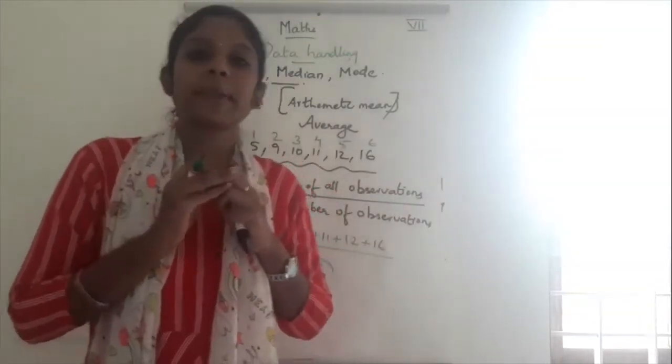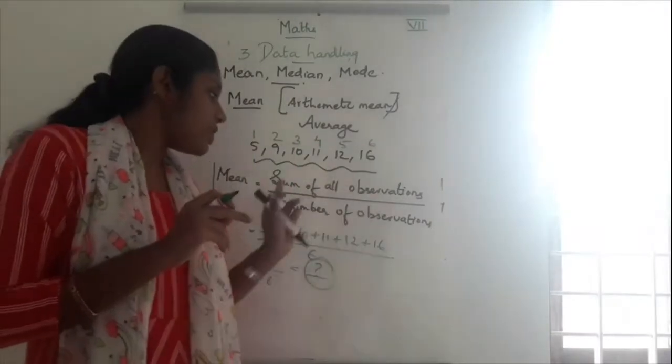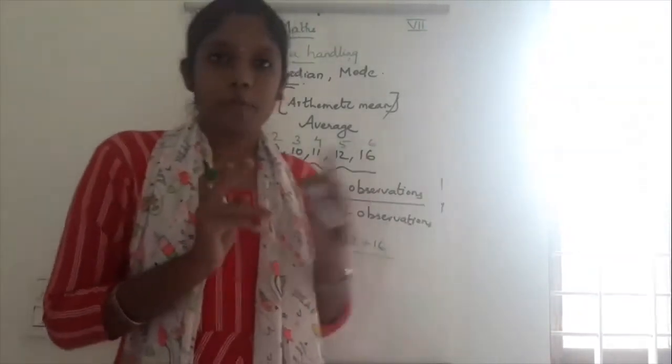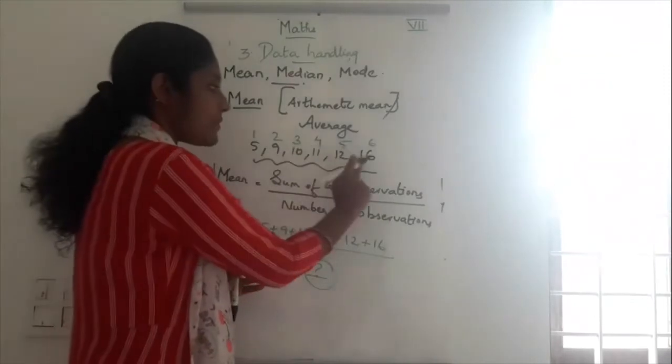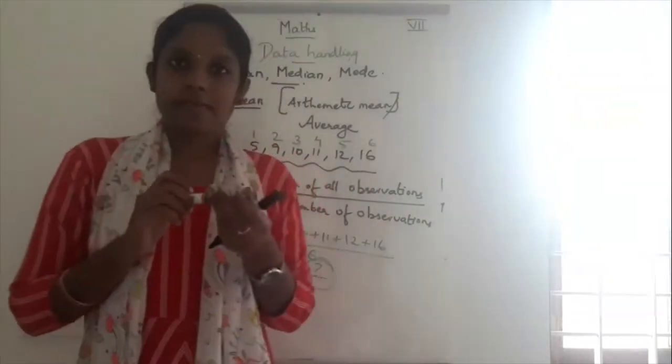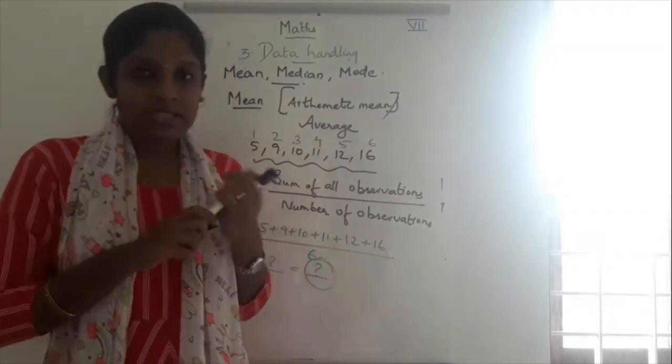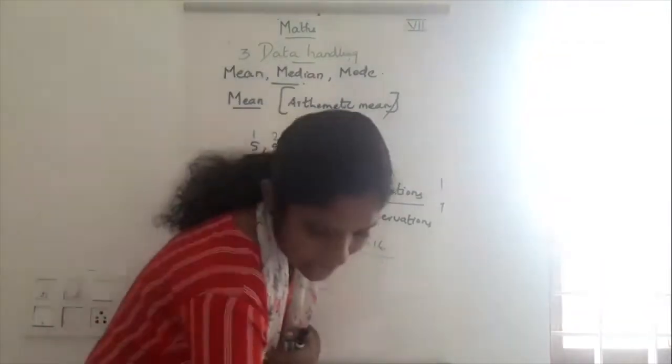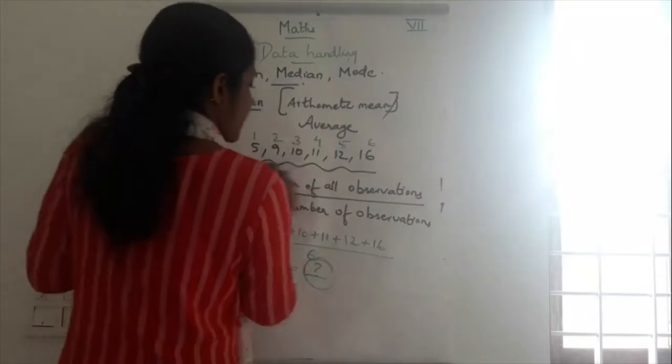How will you find the mean? Sum of all observations by number of observations. We will take the sum of observations divided by the number of observations. How many observations are there? Okay, so hope this is clear for you. Now we will move to an example, a small example.